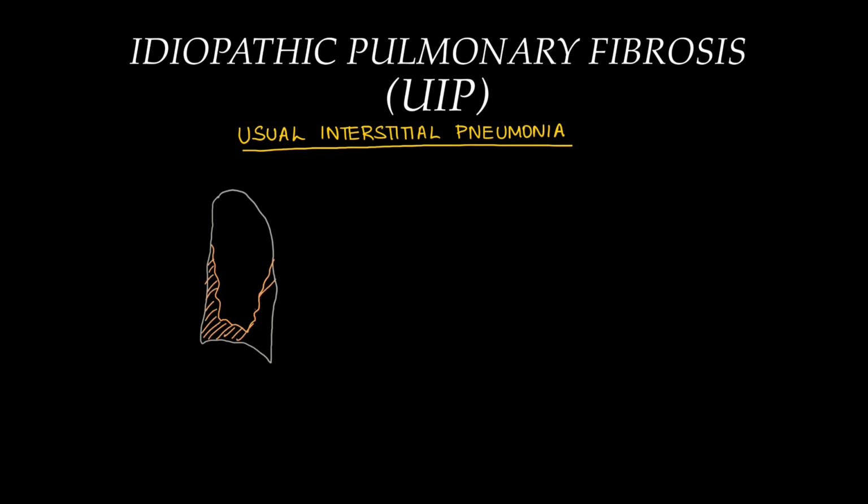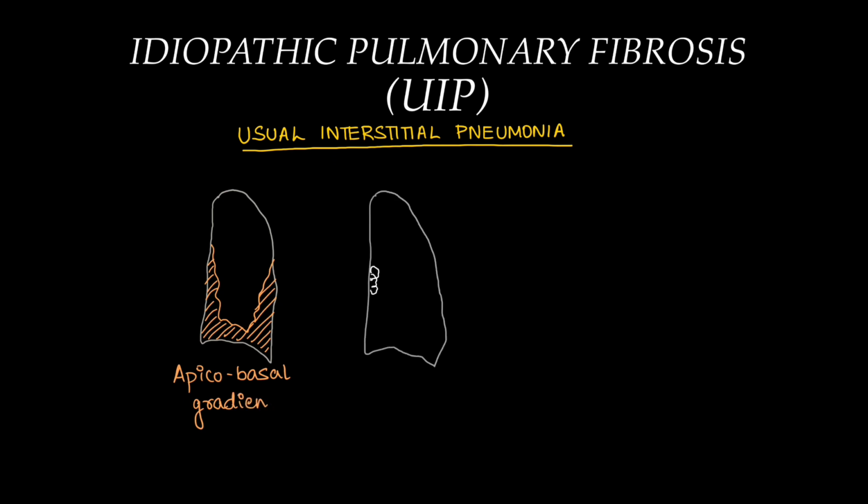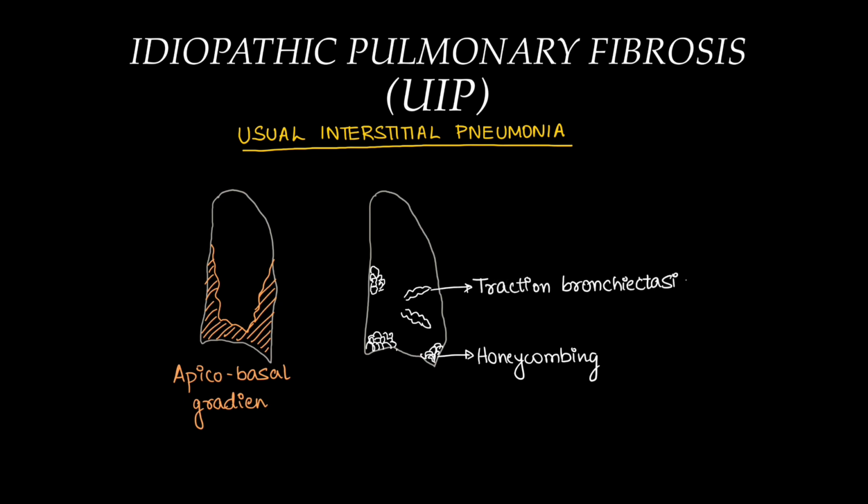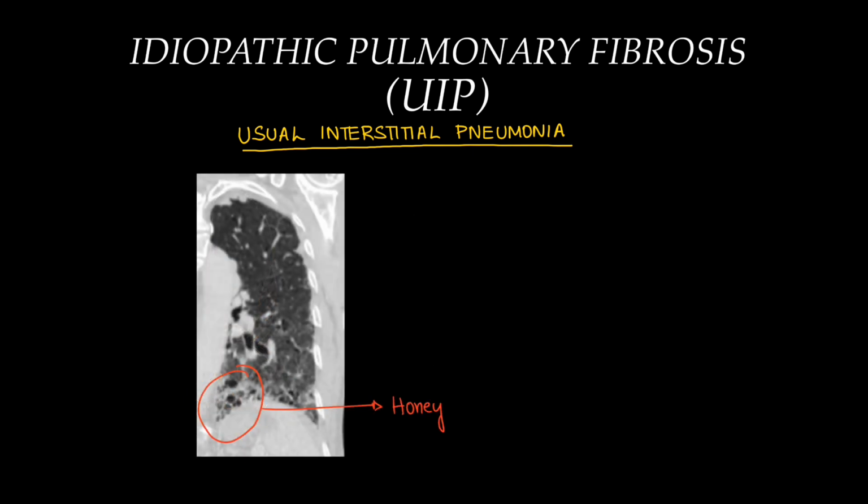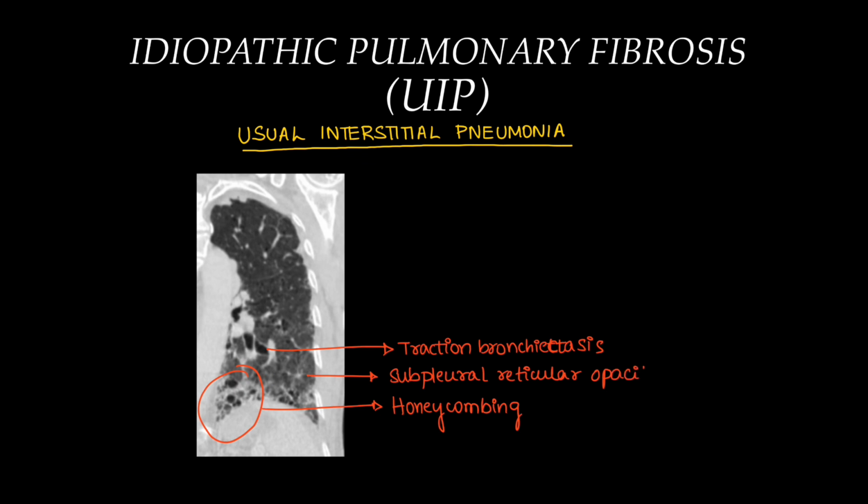First being idiopathic pulmonary fibrosis, which presents as usual interstitial pneumonia. This has an apico-basal gradient, meaning more so in the basal region. It presents with honeycombing, traction bronchiectasis, reticular opacities which are subpleural in nature, and volume loss may or may not be present. So in this coronal CT image, we can see honeycombing, traction bronchiectasis, subpleural reticular opacities, and the apico-basal gradient, more of the disease affecting the basal segments.